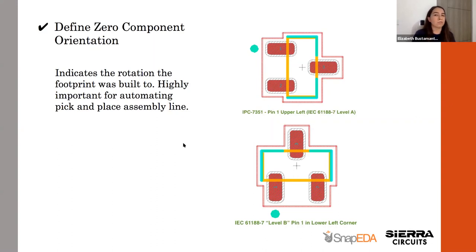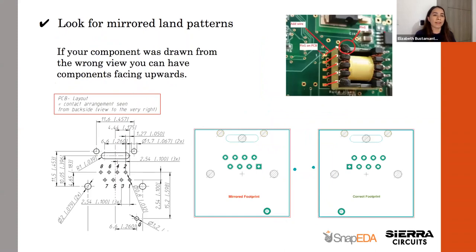Okay, now we have mirrored land patterns. And this one is also a very common one. Sometimes it happens because of the way you're interpreting the data sheet when you are creating these land patterns. If you don't read all the notes that the recommended footprint layout has, you will end up creating a mirrored land pattern.